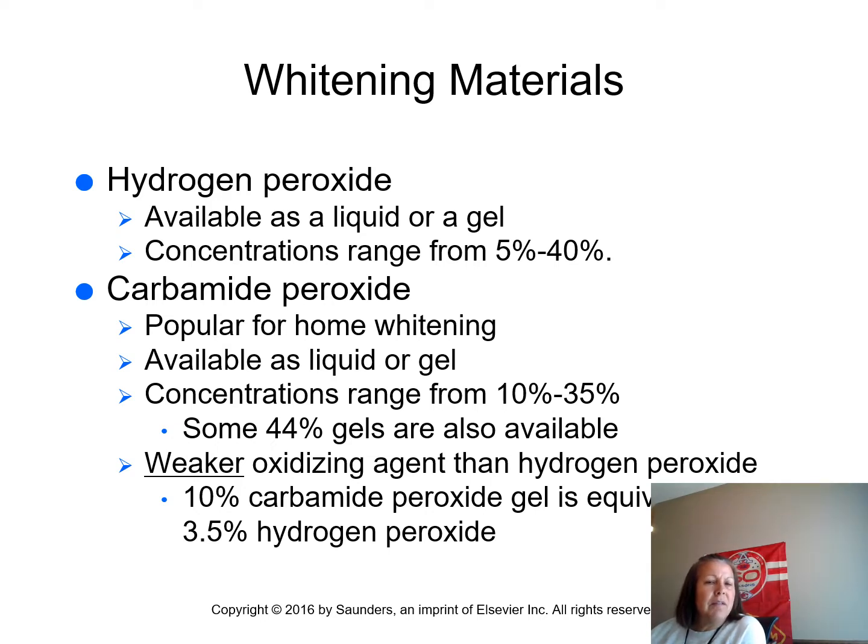There are some 45% gels, but remember that carbamide is a weaker oxidizing agent. And so if you have a 10% carbamide peroxide gel, it would be equivalent to a 3.5% hydrogen peroxide. So I think that's typically why they use it at home. Less sensitivity, less room for error or chemical burns from the material.